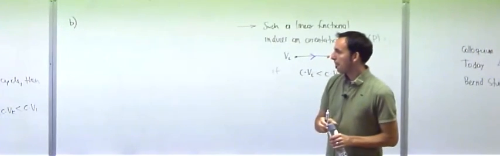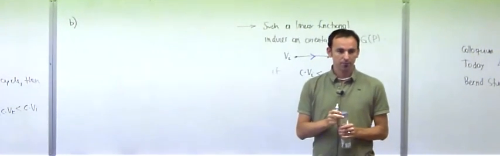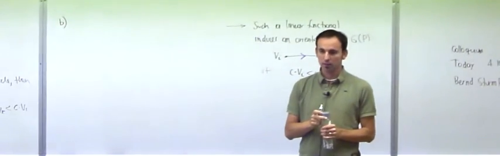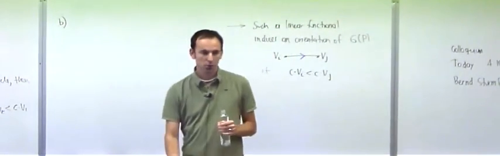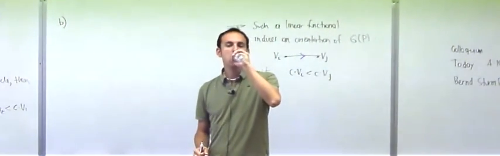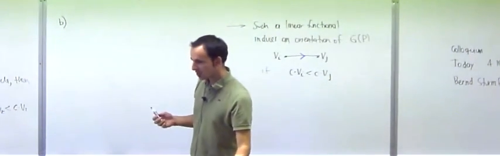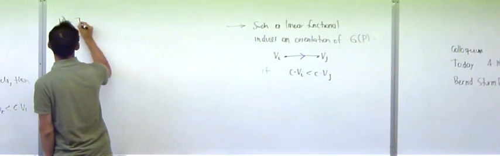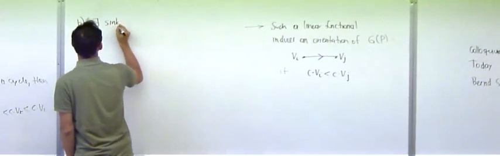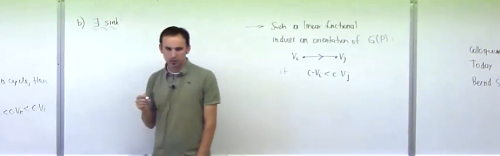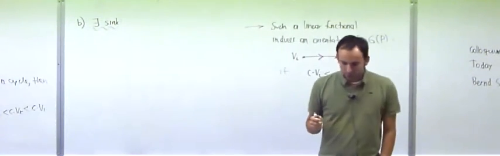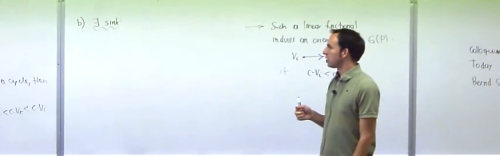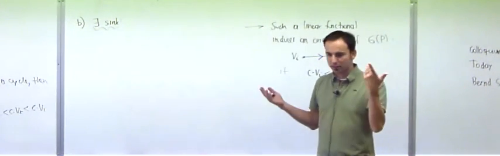B, there is a unique sink S. So that's actually 2 statements. 1, that there is a sink, and 2, that it's unique. So first, let's show there is a sink. Okay. So what am I going to do? Start at a vertex. Okay, pick a vertex.